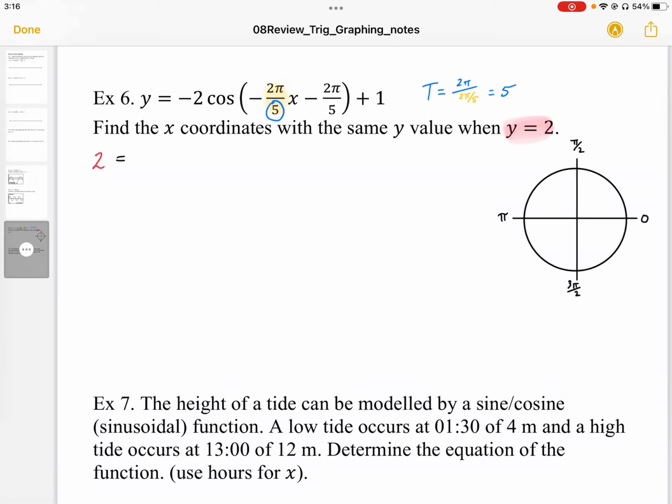We've been given the function y equals -2 cosine of (-2 pi over 5 x minus 2 pi over 5), all in brackets, plus 1. And we're being asked to find the x coordinates when the y value is equal to 2. So we're solving this equation. Now we've been given the graph and the value y equals 2.